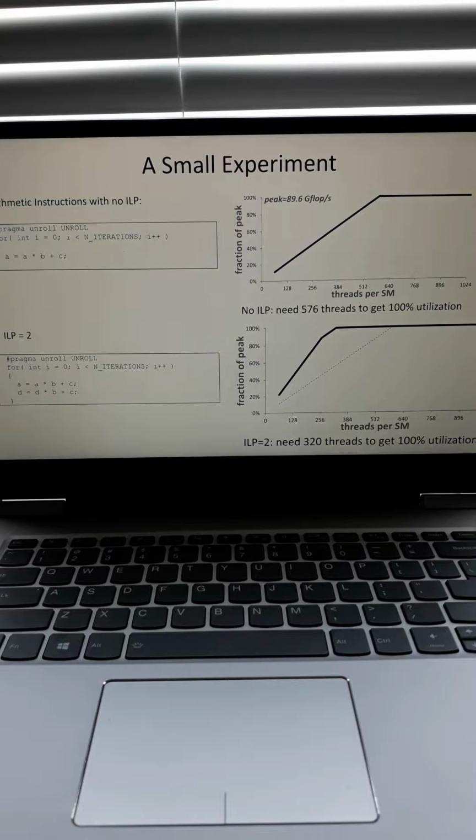Now let's look at a small piece of code. In the first piece of code, we are executing a = a * b + c.